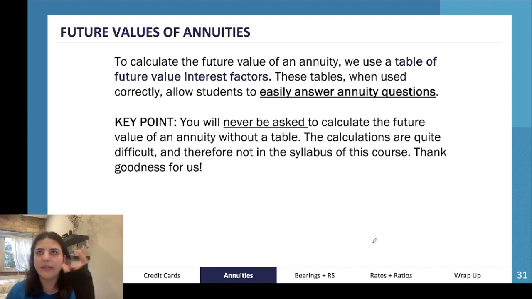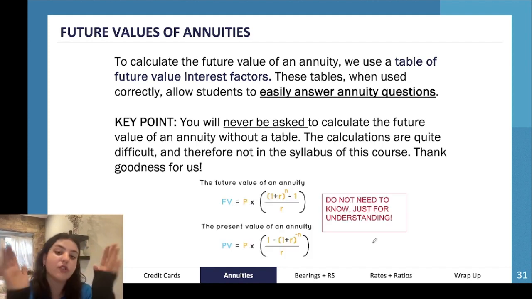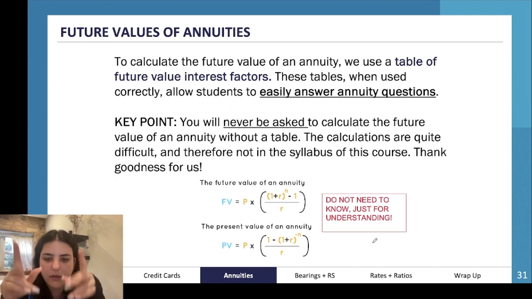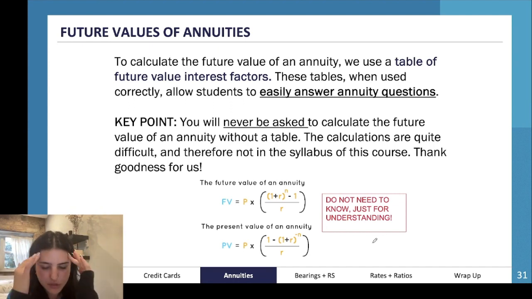You will never be asked to calculate the future value of an annuity without a table. We don't have to worry about learning the calculations. They're so many letters and numbers. I don't even want to look at that. Never going to learn it. Do not need to know it, just for understanding. Forget you even saw it.